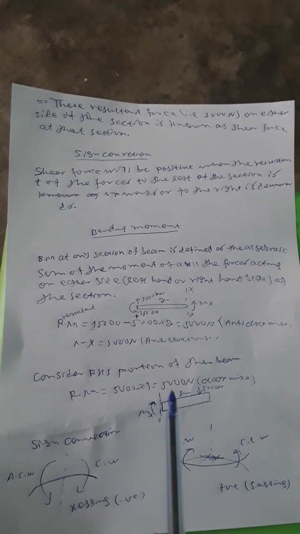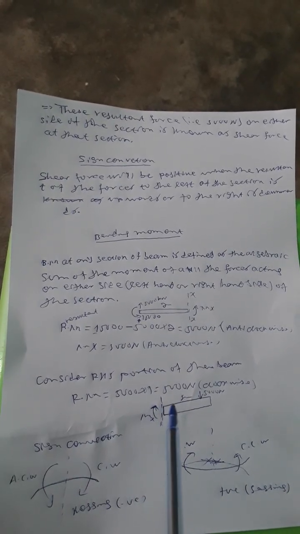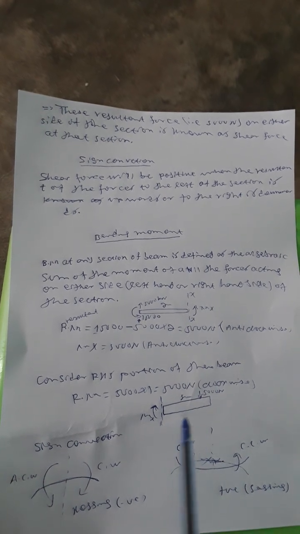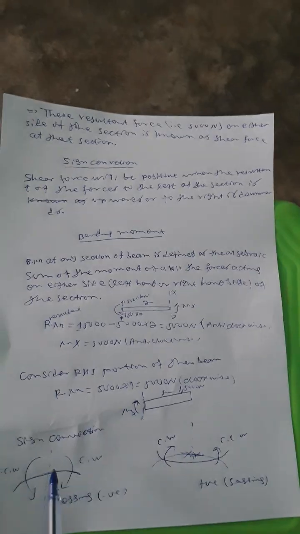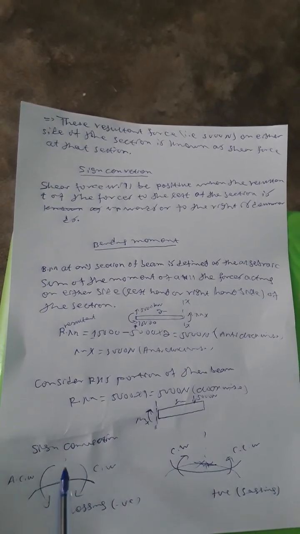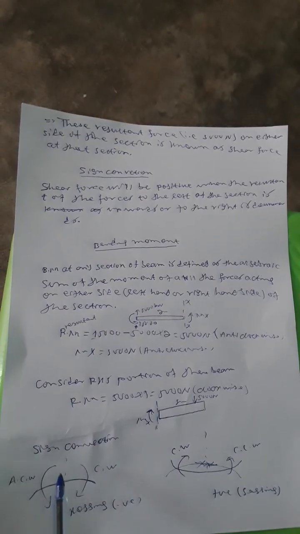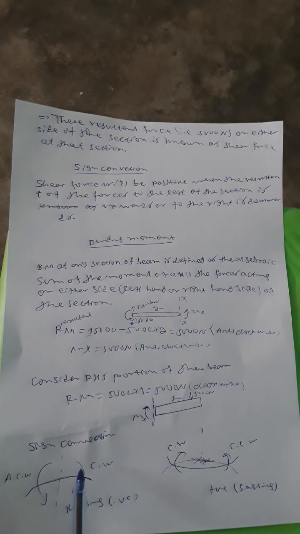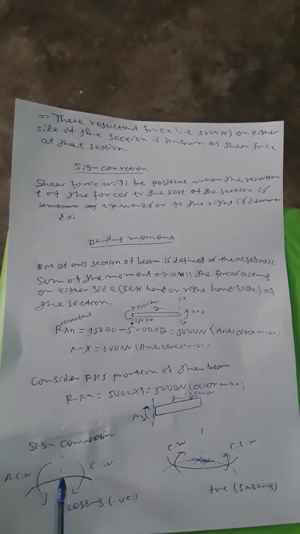This is clockwise from the section to the right. This is negative bending moment. It's negative by sign convention. This is hogging. From the section to the left is clockwise, from the section to the right is counterclockwise. This is negative bending moment.